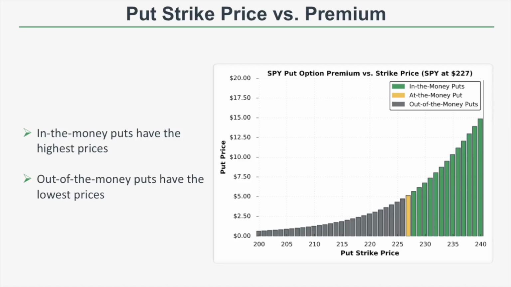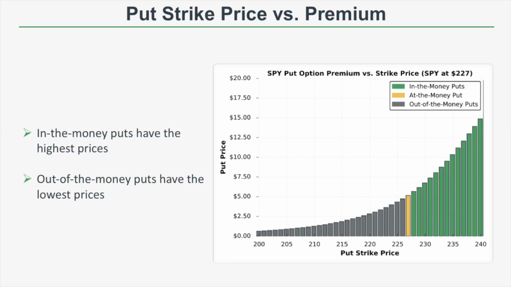Now that's because there's more value to being able to sell shares at a higher price than the current market price. So puts with higher and higher strike prices are more valuable. On the other hand, out of the money puts are any put with a strike price below the current stock price of $227. So as we can see here, as you go to lower and lower put strikes, the put premium gets cheaper and cheaper.